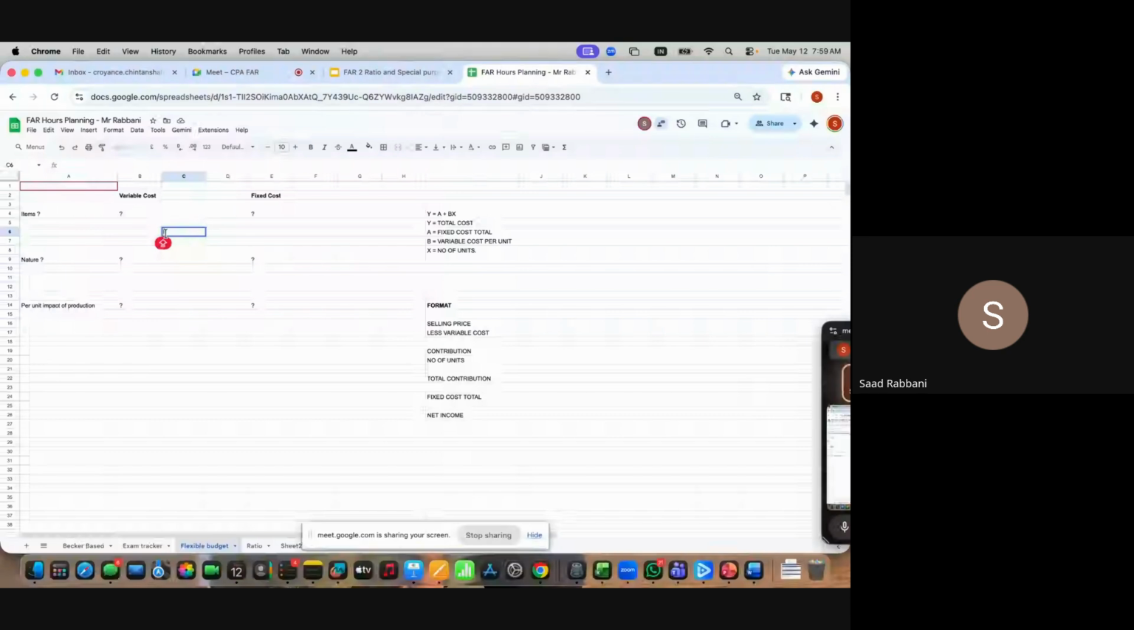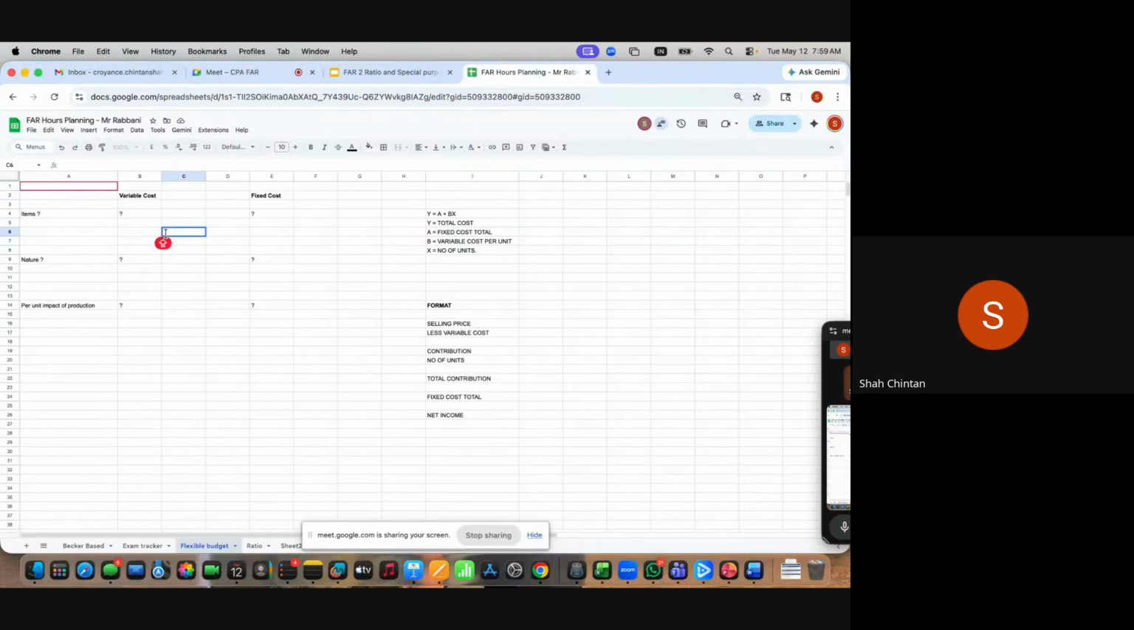What is the fixed cost and what are the variable cost concepts? Anything you have heard in the past, anything like that? Fixed cost is a one-time cost that does not change. Variable cost depends on the units and the number of units we produce.